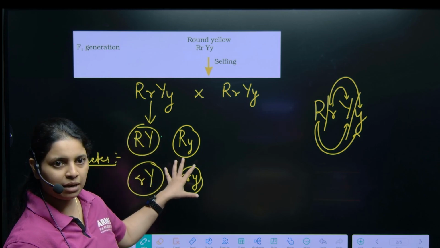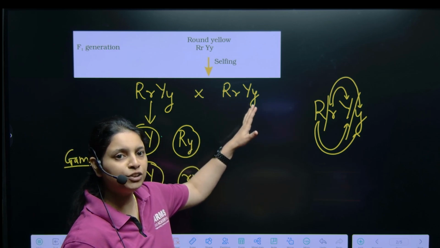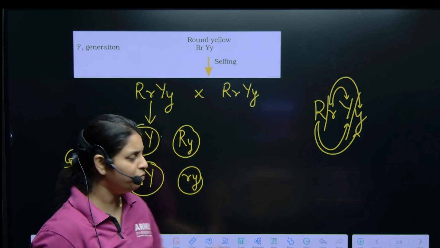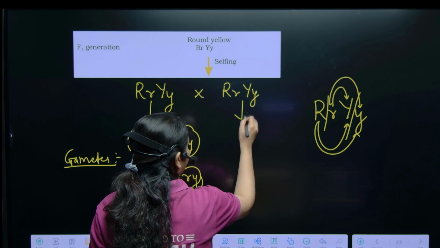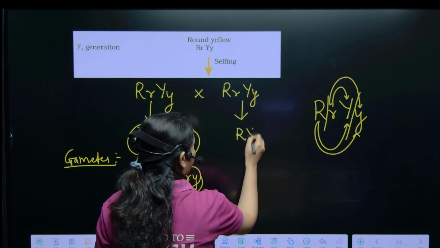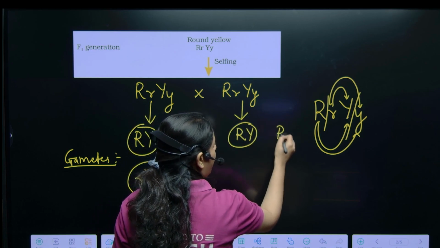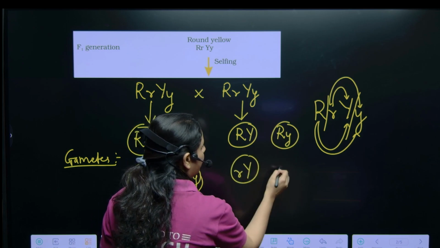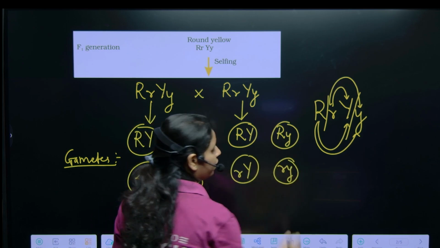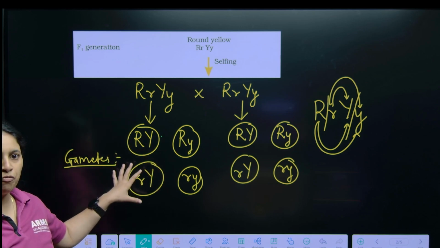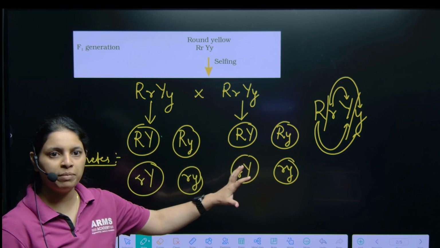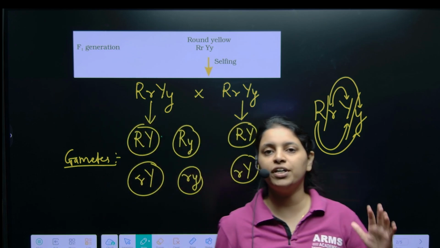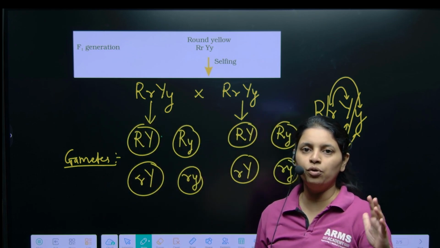Let's say these are male gametes. Then, the same plant is providing female gametes. So, the female gametes will also be of the same 4 types. Let's write it. Female gametes, same: capital R, capital Y; capital R, small y; small r, capital Y; and small r, small y, right? So, 4 types of male gametes and 4 types of female gametes. 4 into 4, we will get 16 different offsprings in the F2 generation.